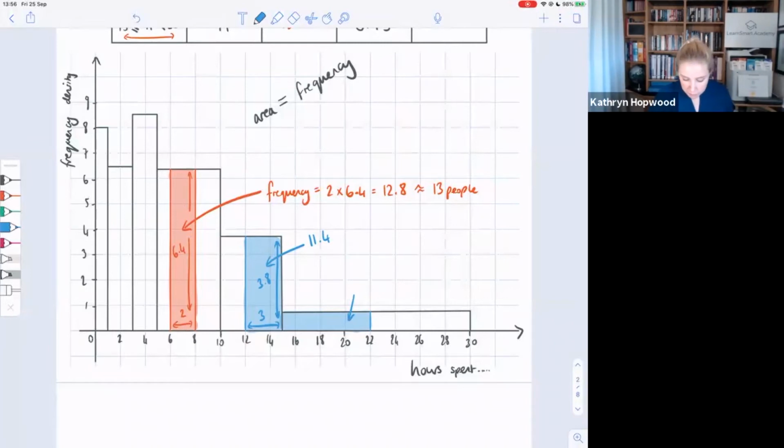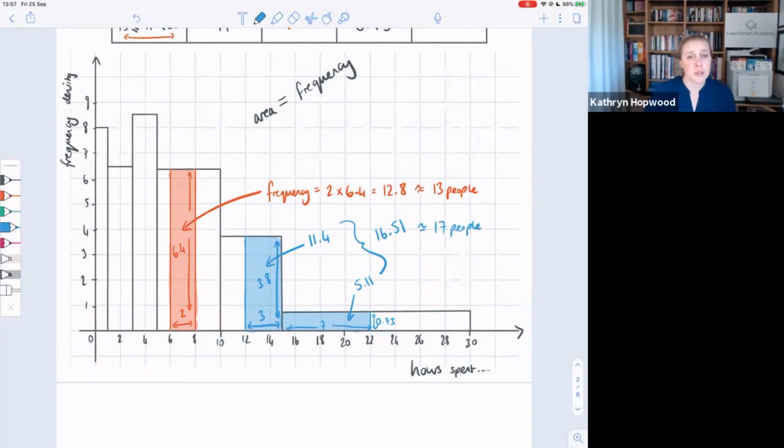So for the bottom area, the total width from 15 to 22 is 7 along the bottom, and the total height was 0.73. So it's gone a bit small there, hasn't it? So we do 7 times 0.73, and I get a frequency of 5.11. I'd now add these two together, so 5.11 plus 11.4, and I get a value of 16.51. If they want that to the nearest person, that would round up to about 17 people.